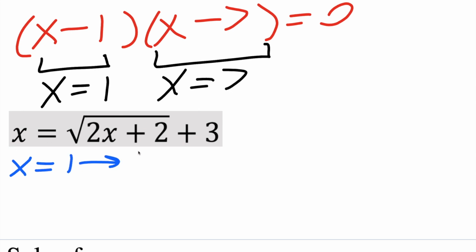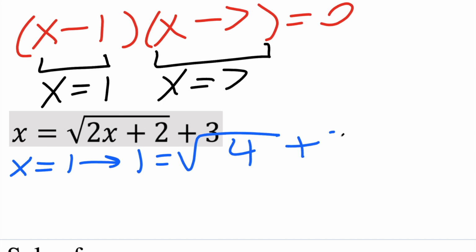So if x is 1, we have 1 is equal to the square root of 2 times 1, which is 2. 2 plus 2 is 4. I'm just going to put 4 plus 3. And the square root of 4 is 2. 2 plus 3 is 5. And 5 does not equal 1. So this is not true. So this is something called an extraneous solution or a bad answer.